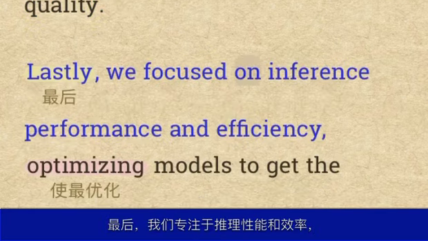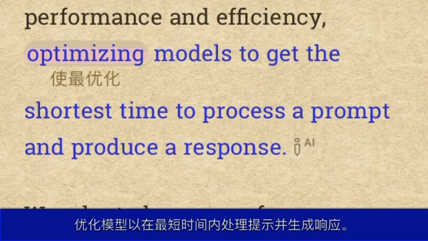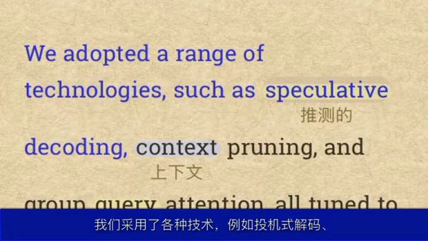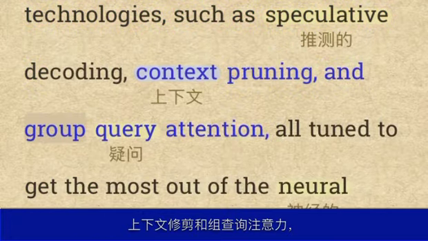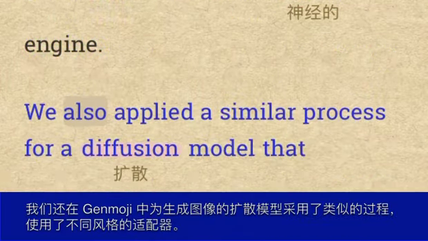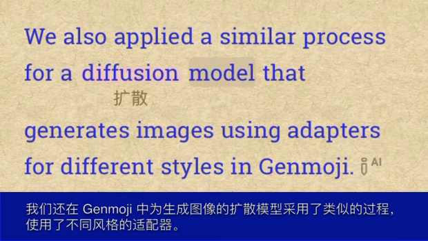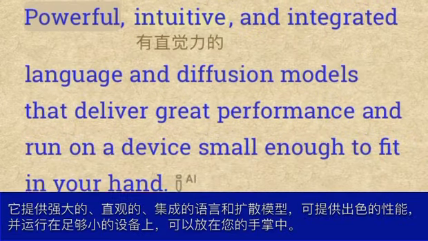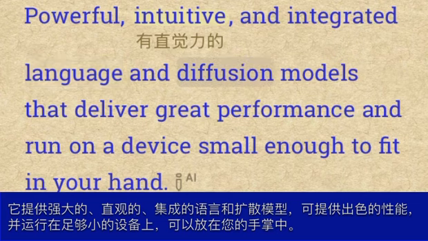Lastly, we focused on inference performance and efficiency, optimizing models to get the shortest time to process a prompt and produce a response. We adopted a range of technologies, such as speculative decoding, context pruning, and group query attention, all tuned to get the most out of the neural engine. We also applied a similar process for a diffusion model that generates images using adapters for different styles and Genmoji. This is Apple Intelligence on device, powerful, intuitive, and integrated language and diffusion models that deliver great performance and run on a device small enough to fit in your hand.